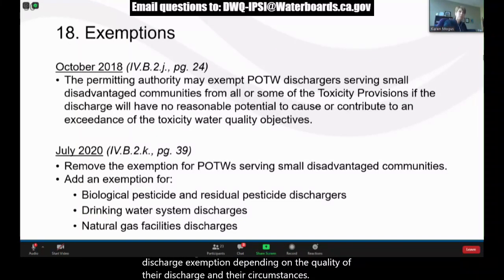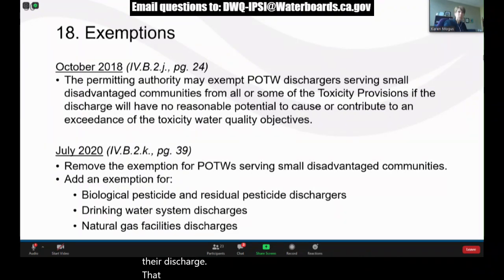However, we did add exemptions for three categories of dischargers for whom we have statewide NPDES permits already issued to cover their discharge. That would be for biological pesticide and residual pesticide dischargers. So discharges associated with spraying vector control pesticides, for example.